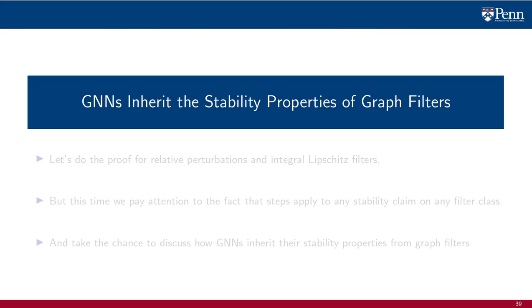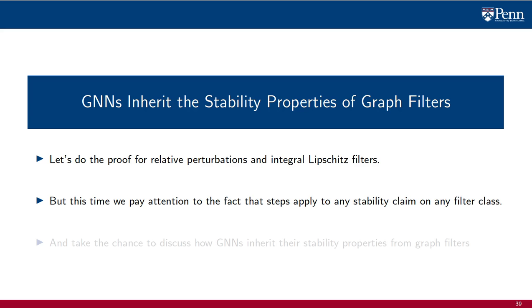We have seen 3 times that GNNs inherit the stability properties of the filter classes that make up their layers. This is because we can write a generic inheritance proof. Let's repeat the proof, which we already did for the particular case of dilations, for the more general case of relative perturbations and integral Lipschitz filters. But this time we pay attention to the fact that steps apply to any stability claim that we make on any filter class. And we take this chance to explain how GNNs inherit their stability properties from graph filters.